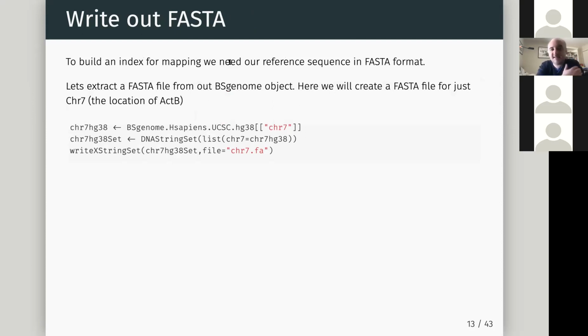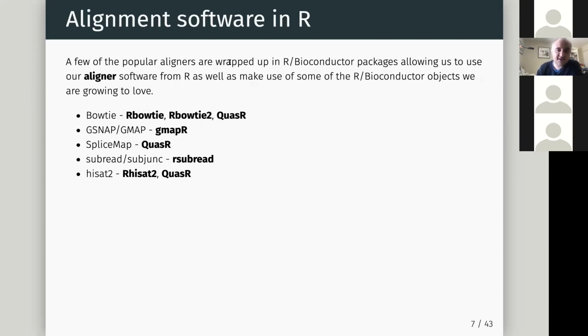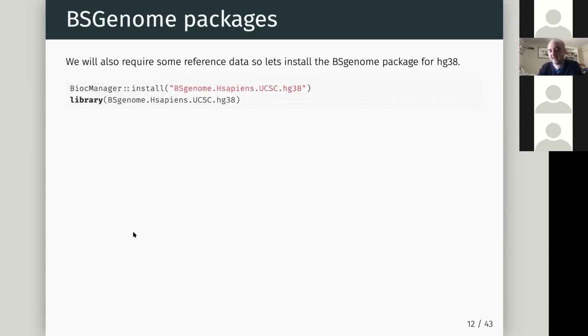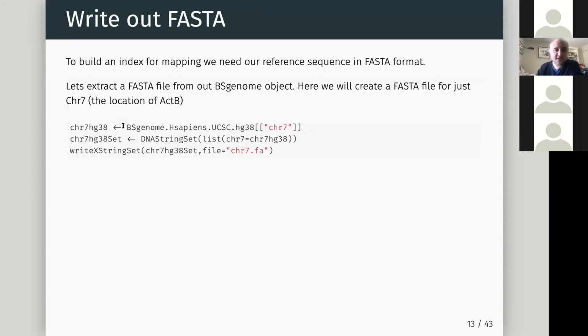So to build an index for mapping, we need our reference sequence in FASTA format. So we need to go from our internal representation of the sequence to this format. Okay, we know how to do that. We covered that in our lectures earlier on. We know we can extract a DNAString from our BSgenome object by doing our double square brackets and then the name of the chromosome we want to extract. Okay, we could do dollar sign chromosome 7 too, but you're going to see why I want to do it this way. Right, so that assigns that to a DNAString here.